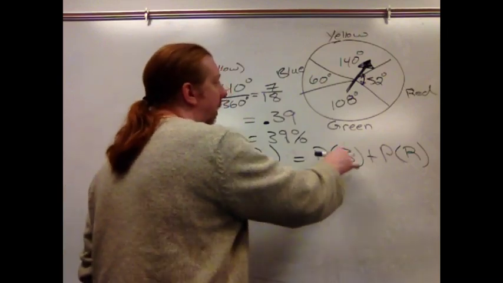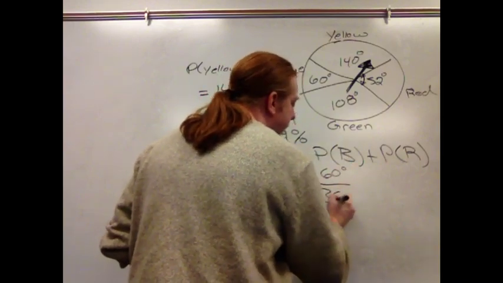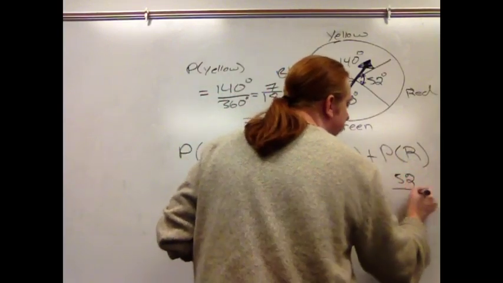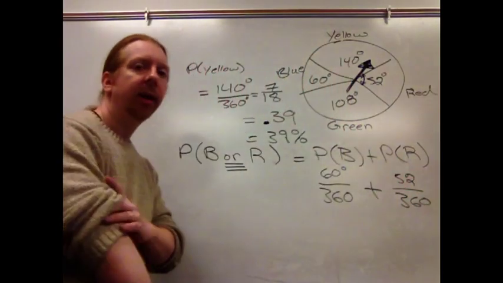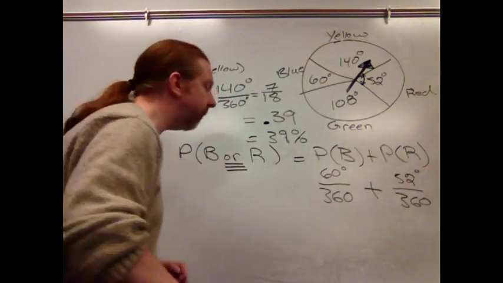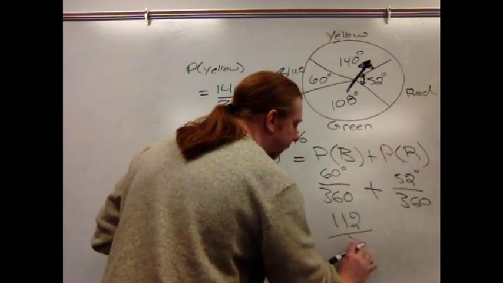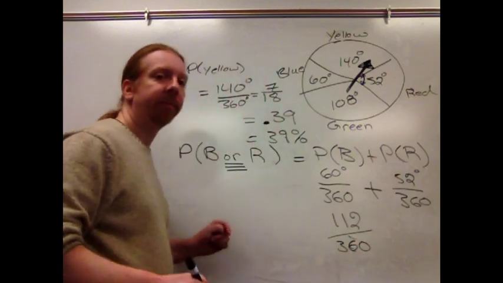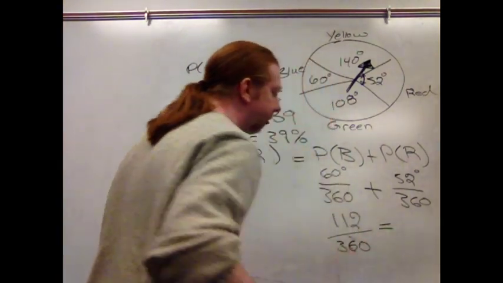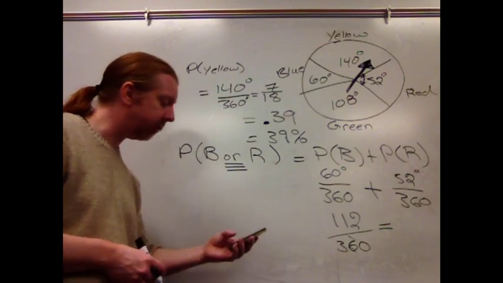So, the probability of it stopping on the blue is 60 degrees out of 360. Probability of it stopping in the red, 52 out of 360. Now, you'll notice from the way that I've written this, I could also have combined these into one and have 112 out of 360. That would be the sum of both of those areas, and that also works for carrying us through this. I'm going to skip reducing the fraction and get right to my decimal and my percentage.